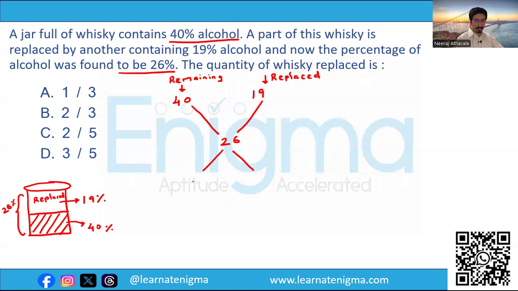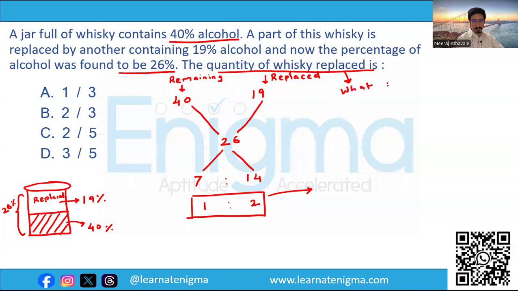26 minus 19 is 7 and 40 minus 26 is 14. So this we can reduce to 1 is to 2. So the remaining quantity to replaced quantity is 1 is to 2. Now the question asked is the quantity of whiskey replaced, or another type of wording is what part of the liquid is replaced.